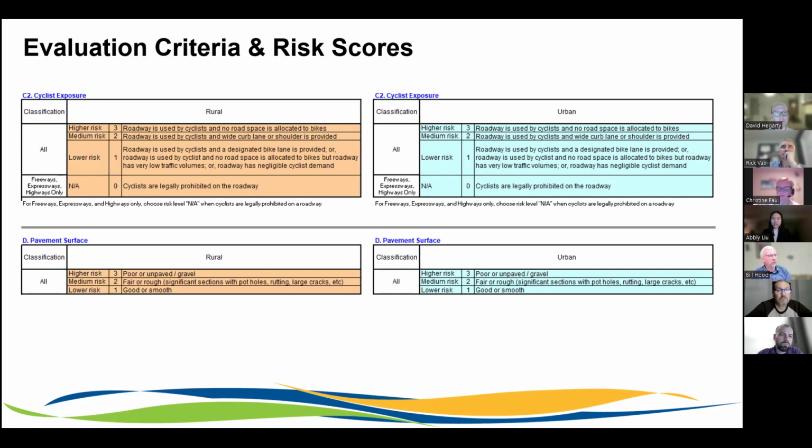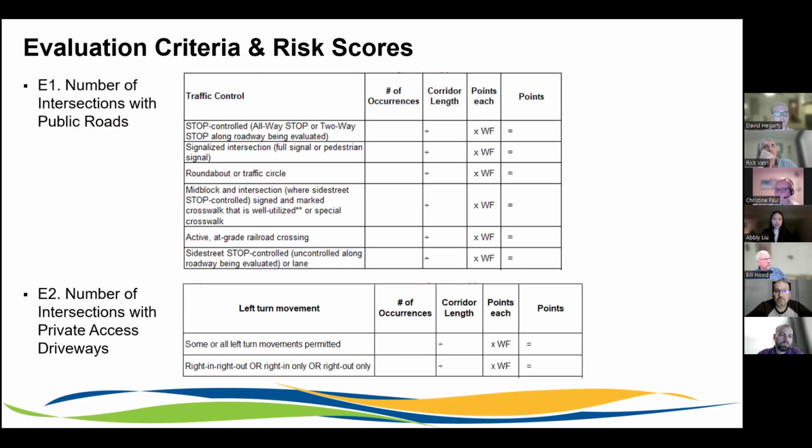Next, criteria D is the condition of the pavement surface, which evaluates whether the road is a gravel road or a paved road and evaluates the smoothness of the road. Criteria E1 is the number of intersections with public roads, which evaluates both the number of intersections and the types of traffic controls at the intersections.